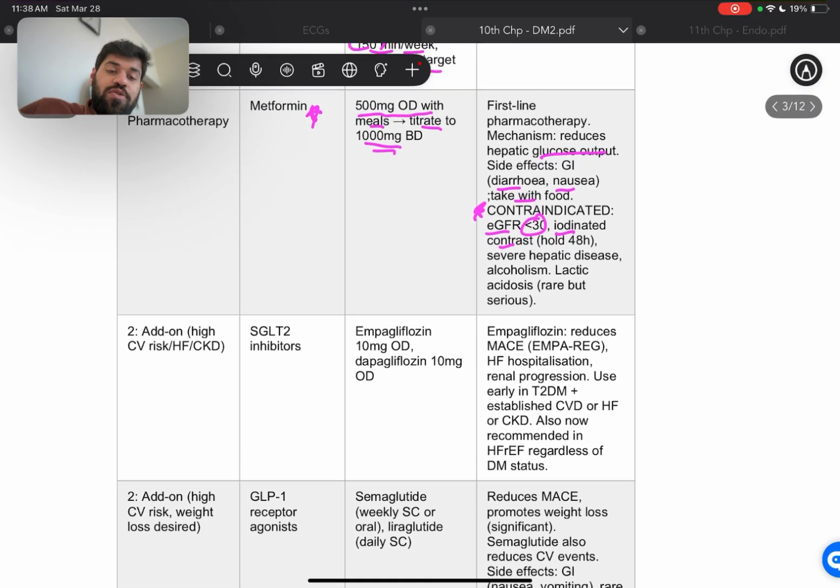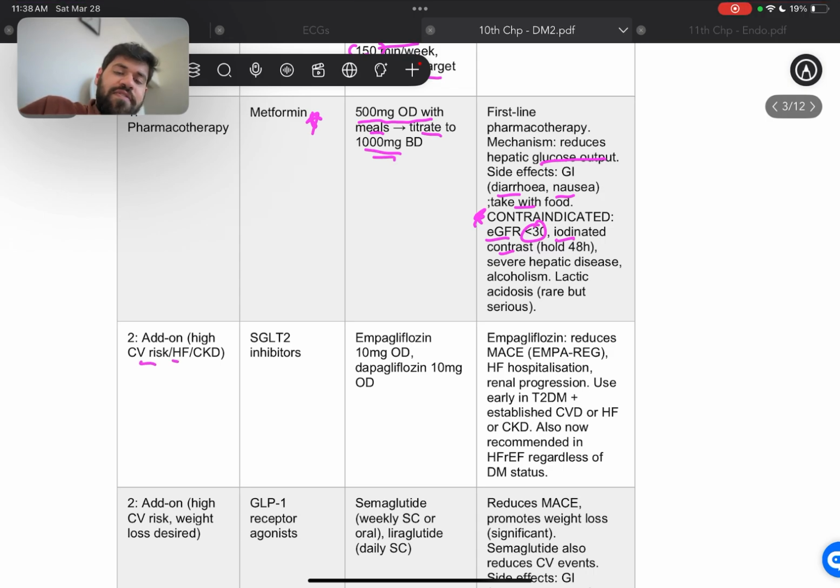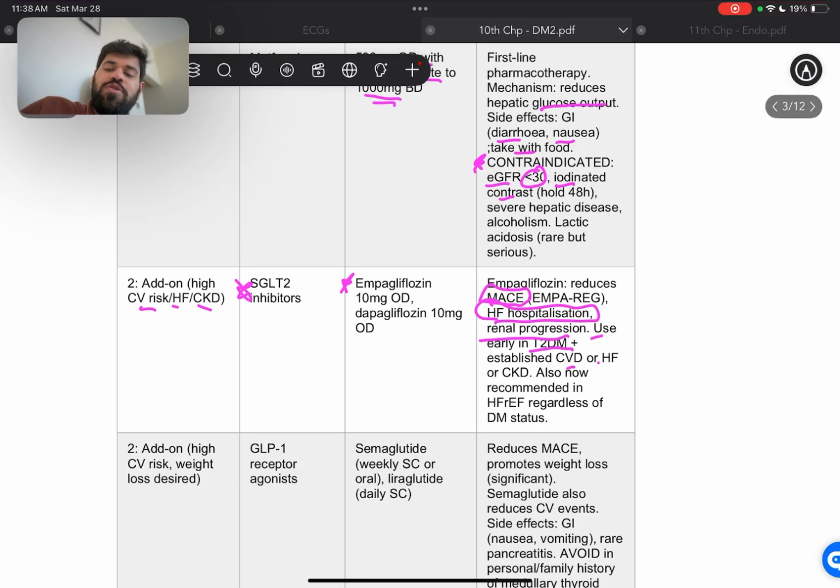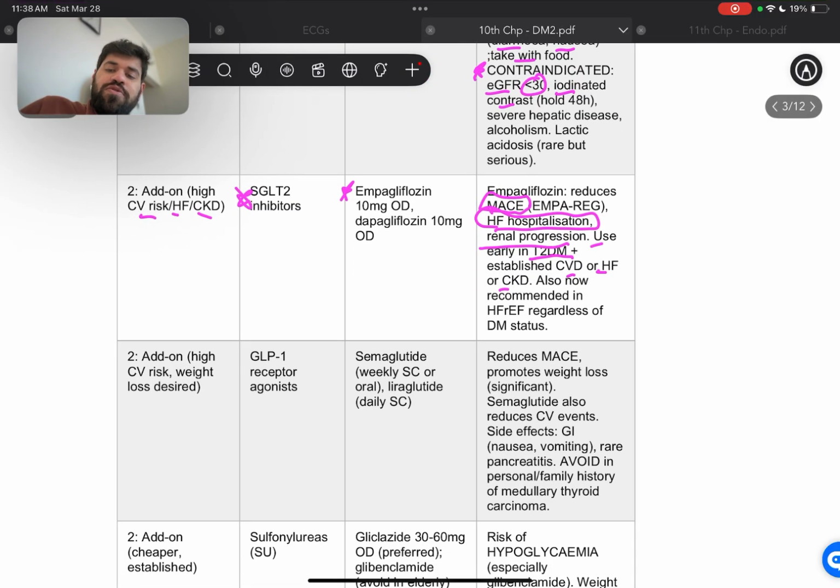All right, then add on for high CV risk, heart failure, or CKD. We add an SGLT2 inhibitor such as empagliflozin, and this is the most common one that I've seen in exams. It reduces MACE and heart failure hospitalization, and reduces renal progression. We use it early in type 2 diabetes with established CVD, heart failure, or CKD. It is also recommended in HFrEF regardless of diabetes status, as we saw in the heart failure lecture as well.